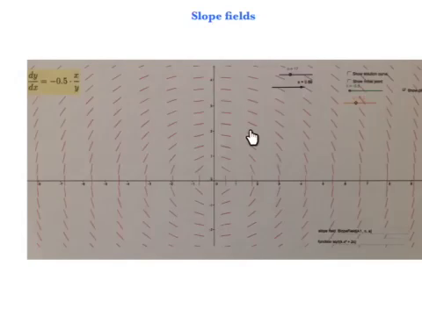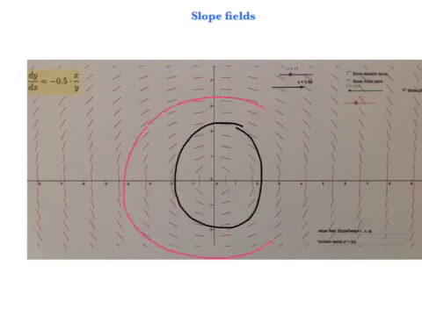So this is the solution to this derivative. It's going to be a circle, or maybe an ellipse, depending on the c value, the arbitrary constant. So what this is saying is that the solution to this differential equation, the actual function, is a circle.